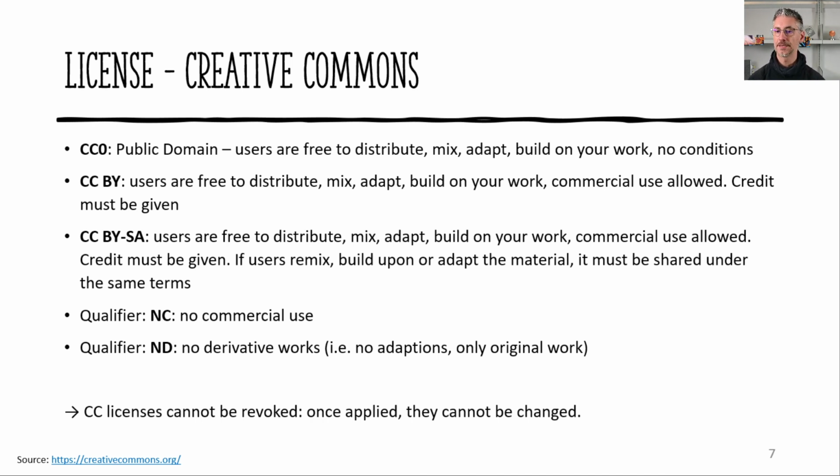Or the share alike, the SA qualifier says that if you use the data and amend it, you have to give it the same license. And you can also forbid commercial use or no derivative works, like no adaptations of our original work. It's important to note that once we've specified a license, it cannot be revoked. Once applied, they cannot be changed. So we need to make this change early and consciously.